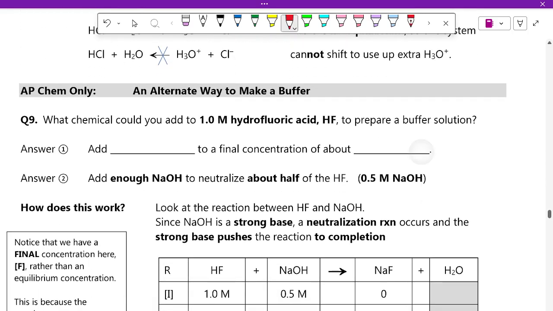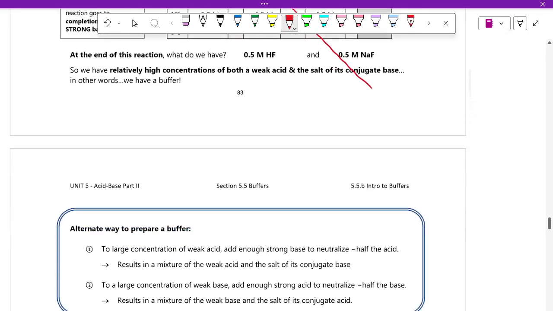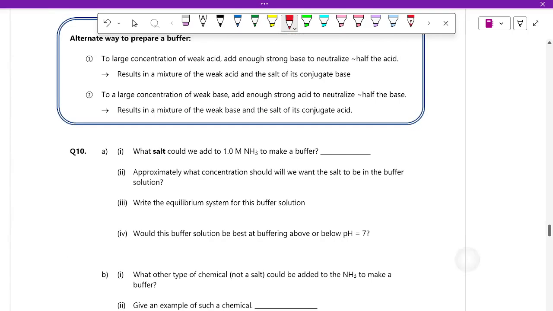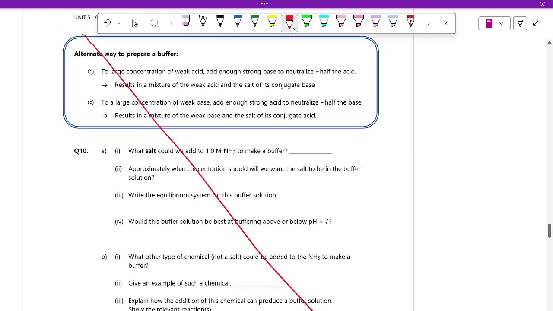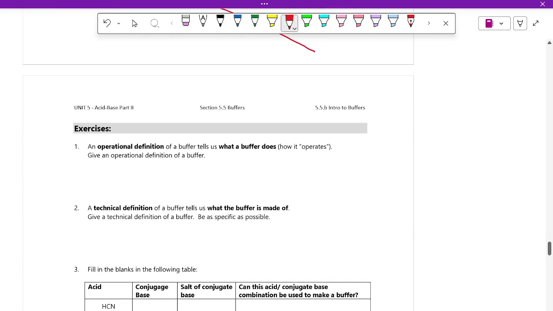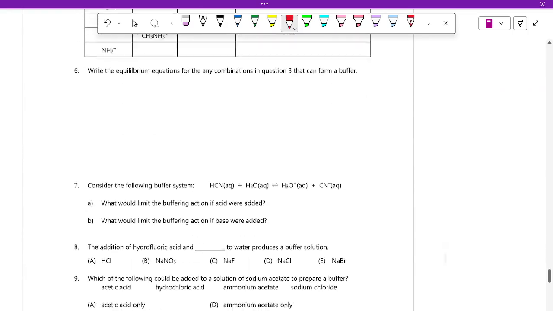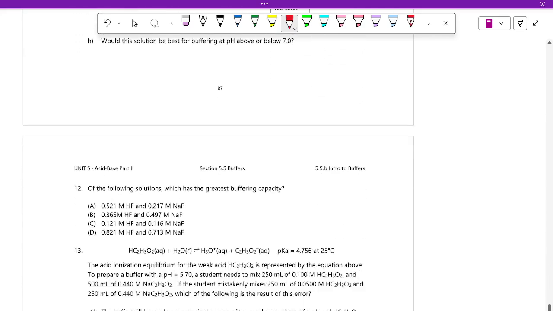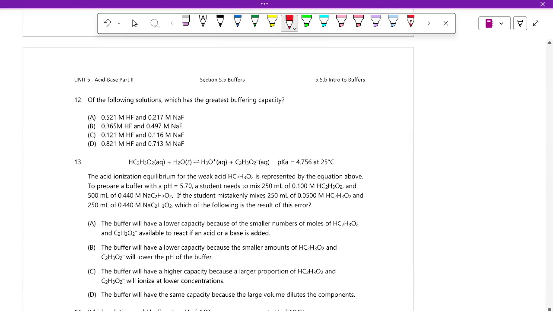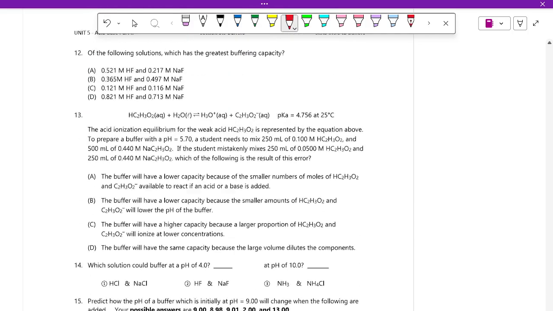AP Chem only, we're going to cross that out. And we're going to cross this out. And we're going to cross that out. Like even the exercise. I'm just trying to see if there's any exercises that have it. I don't think there are any, so I think it's okay.